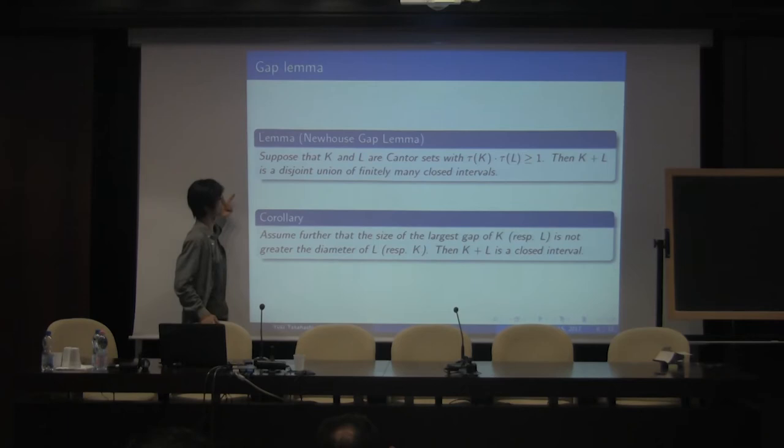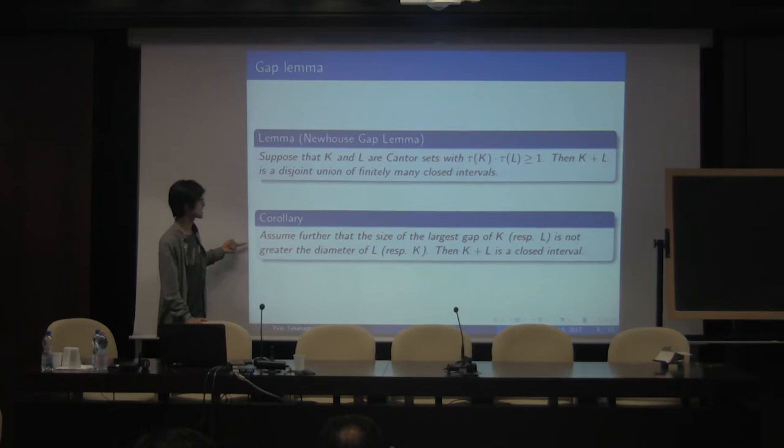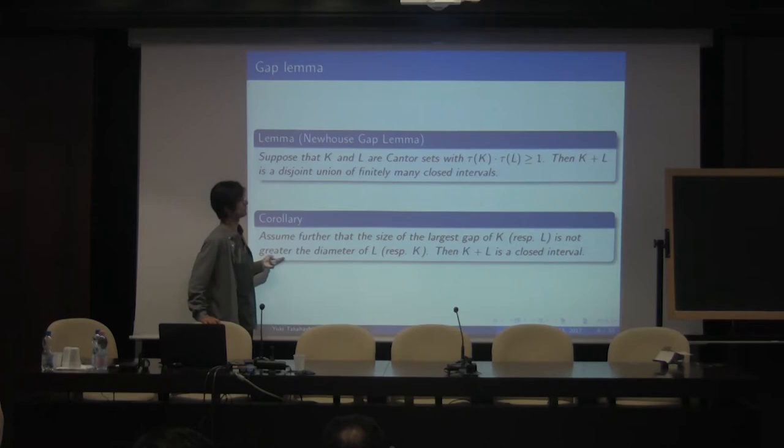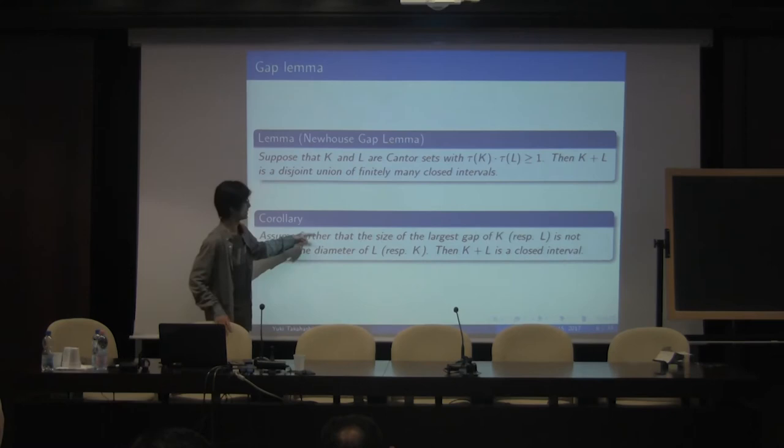But this is known from about forty years ago. And some easy properties: if we add additional assumptions such that the size of the largest gap of K is not greater than the diameter of L, and vice versa, then K plus L is in fact a closed interval. This assumption just says that K and L have sufficiently similar size.